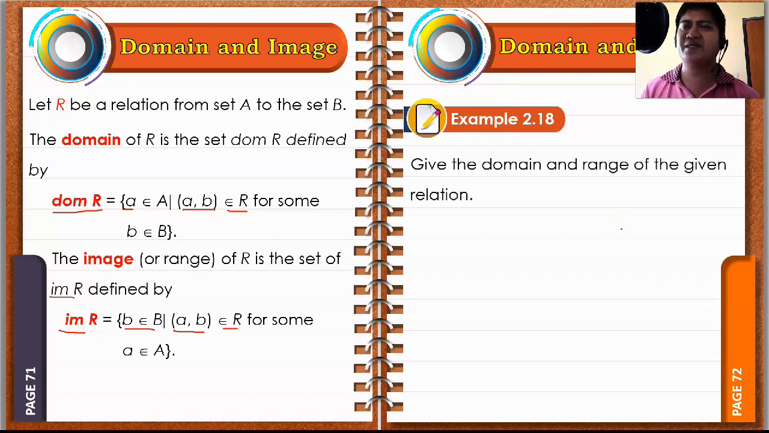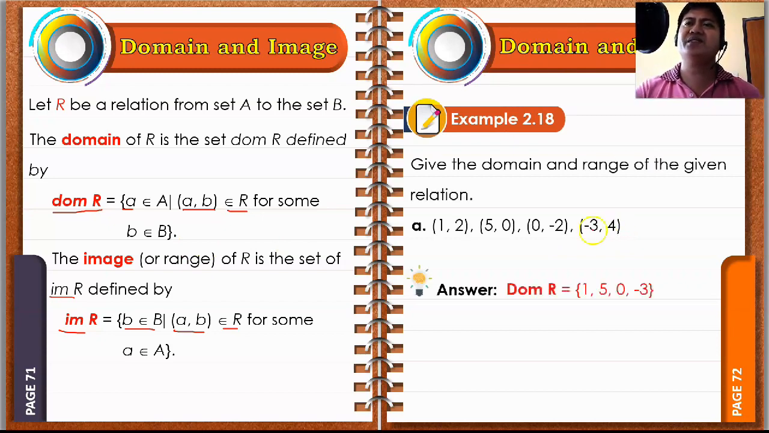Given the domain and range of the given relation, if we have these ordered pairs (1, 2), (5, 0), (0, -2), and (-3, 4), our domain R is composed of the set of elements 1, 5, 0, -3. These are the elements of our domain. And for our range, or the image, we have 2, 0, -2, and 4. So that is how to determine the domain and range of our relation.